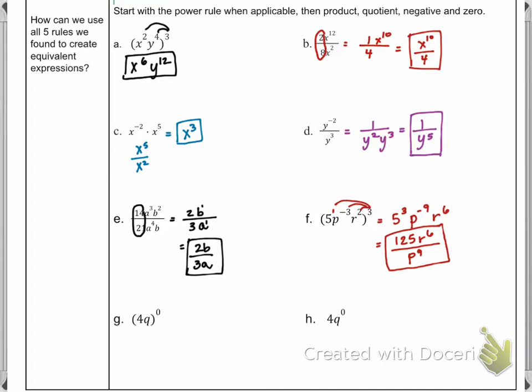G and H might look to you like they're the same problem, but there is a slight difference. The 0 in G goes to both the 4 and the Q because of those parentheses. And so that 4Q is raised to the 0 power, and we said anything raised to the 0 power equals 1. The difference here on H is without those parentheses, that 4 has an invisible 1 exponent on it, and so that one doesn't have a 0. The only thing that has the 0 is the Q, so this is really 4 times 1, or 4.